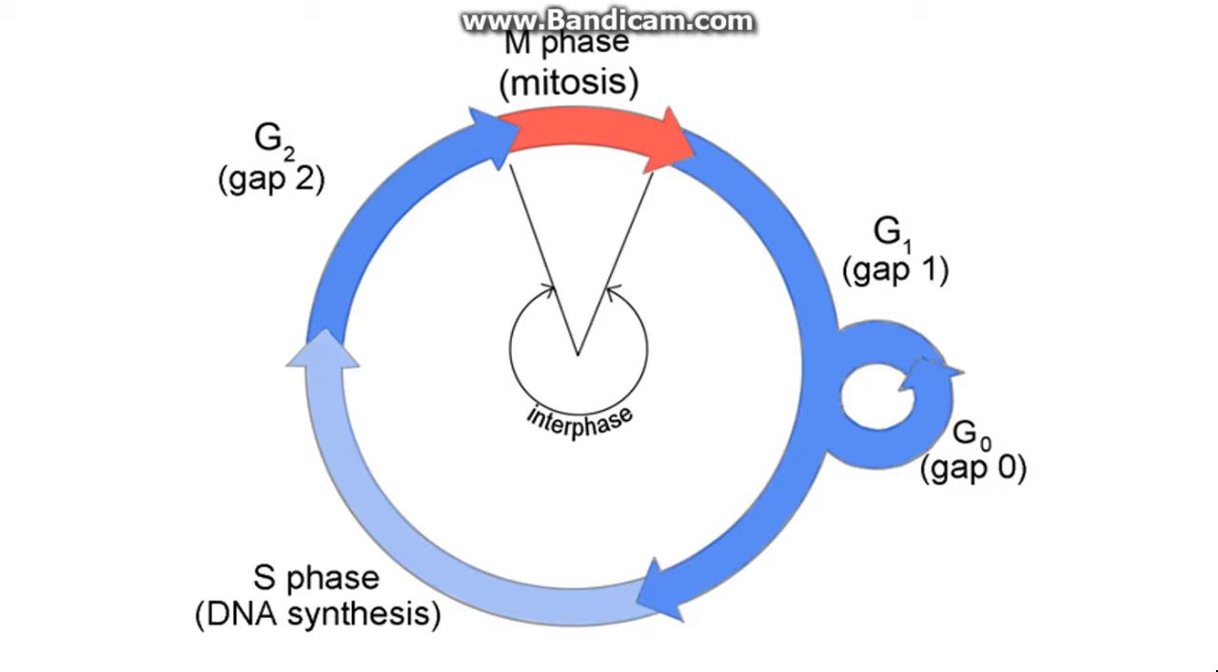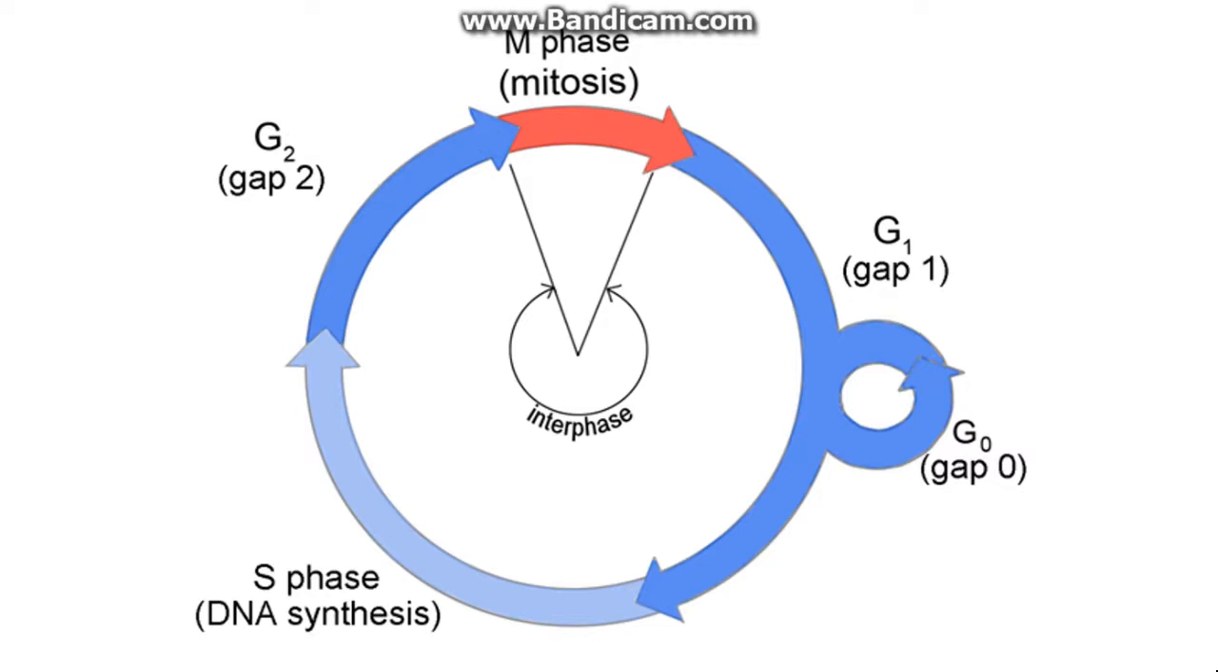Interphase is around 90% of the time a cell spends in the cell cycle. It's split into three parts, G1, S, and G2. In the G1 phase, the cell grows while carrying out the cell functions unique to its cell type. In the S phase, the cell continues to carry out these important functions, but it does another important process.